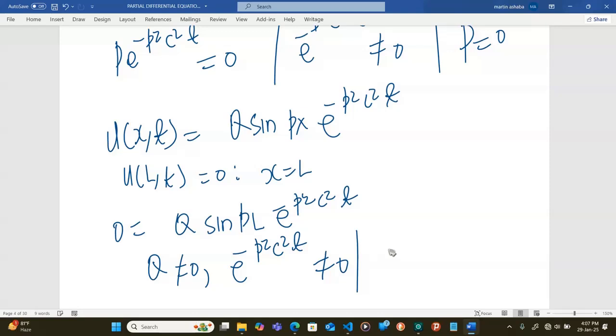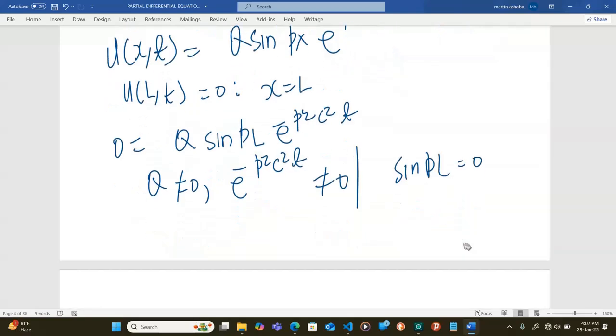It leaves us with an option that sine pL will be the only component that equals 0. But for this to be 0, pL must equal n pi, whereby n is equal to 0, 1, 2, 3; these are integers. Because if you look at it, if we take sine of 0, you'll have 0. Sine of 180, you'll have 0. Sine of 360, you'll have 0. So everything is going to give 0 here.